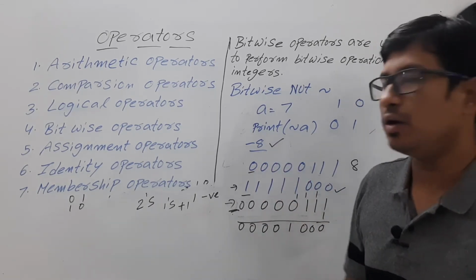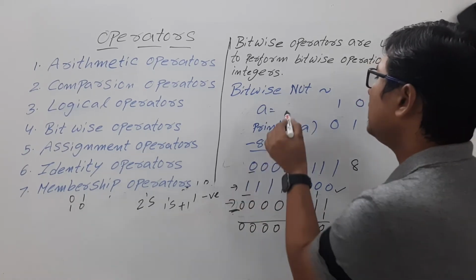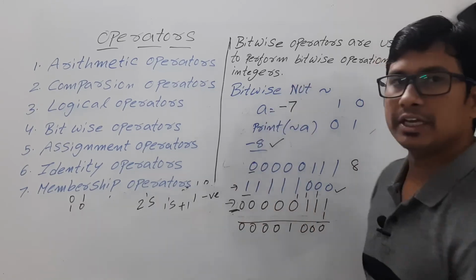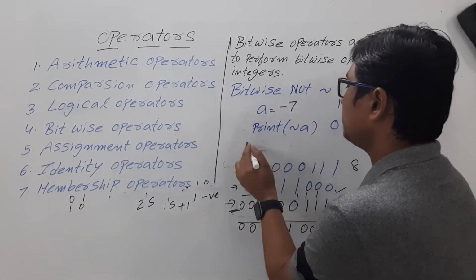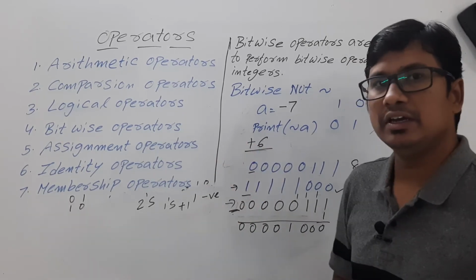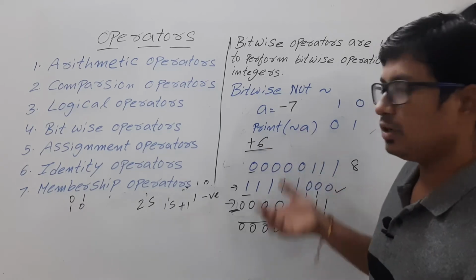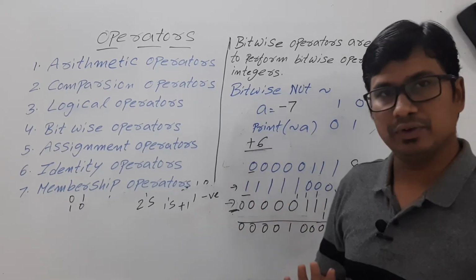Now you will have a doubt: sir, it is a positive number. It is fine. Okay. Let's take that instead of 7, if I am taking minus 7, what will be the output? The output will be plus 6. If you want to verify, you can verify it. If you do not know how it will work, please write in the comment section. I will discuss this one in a separate video.